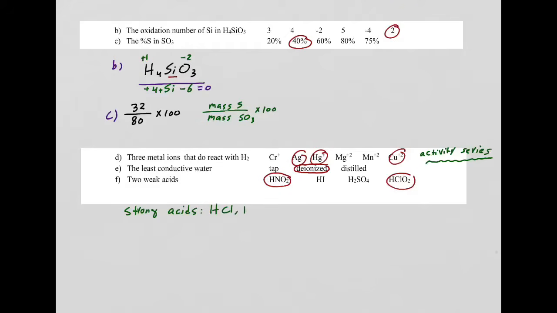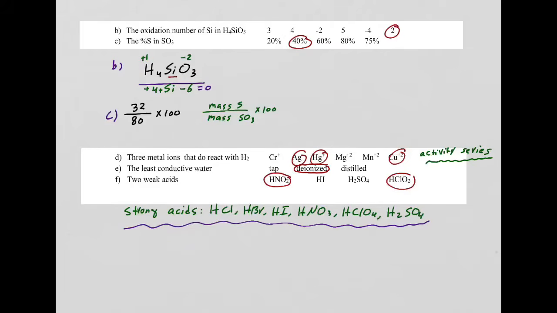HCl, HBr, HI, HNO3, HClO4, H2SO4. These are the strong acids, and everything else is considered weak. Alright, let's move on to the next problem.